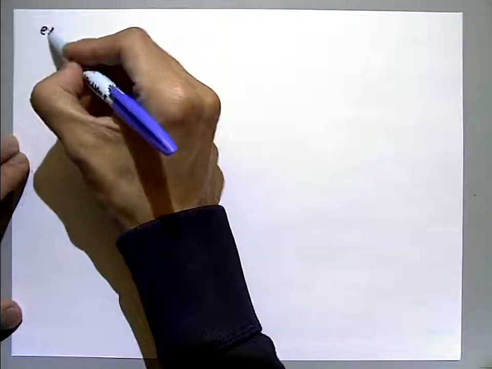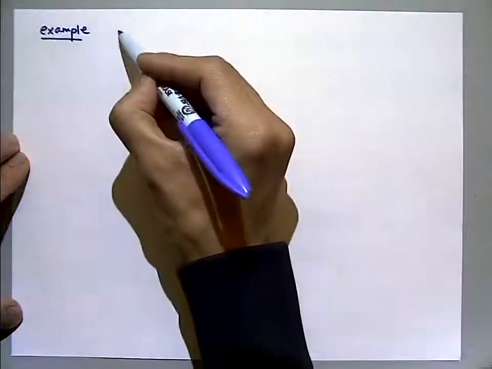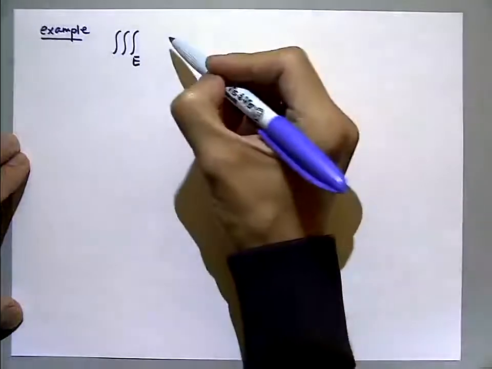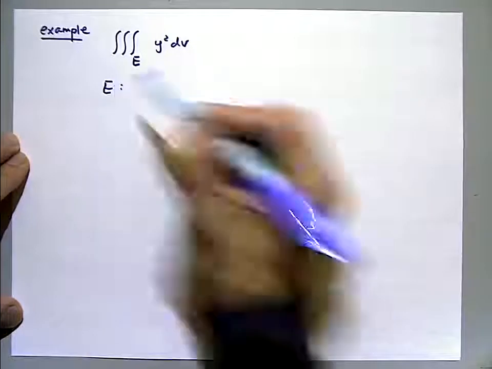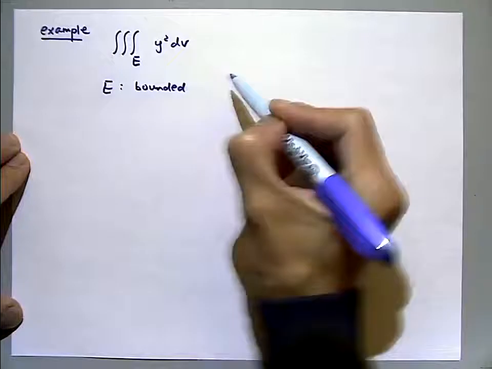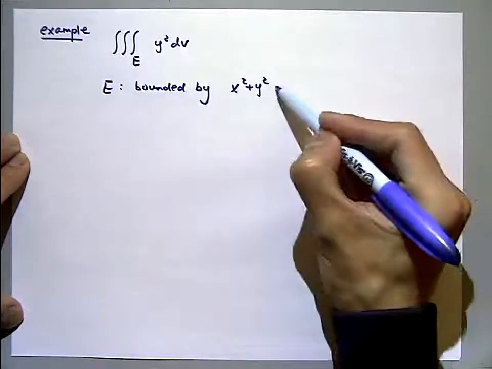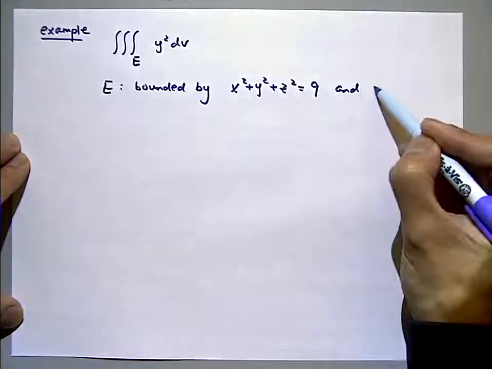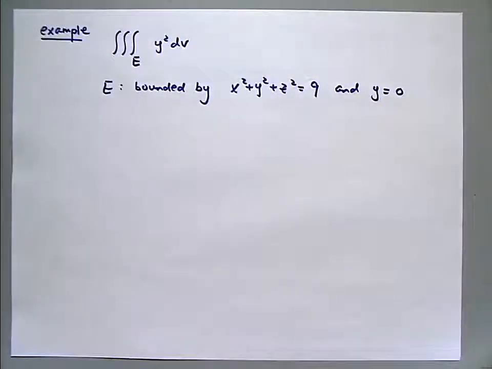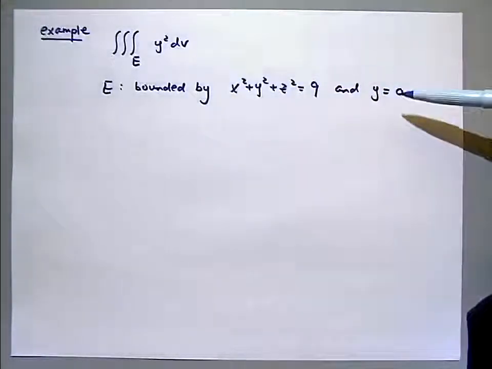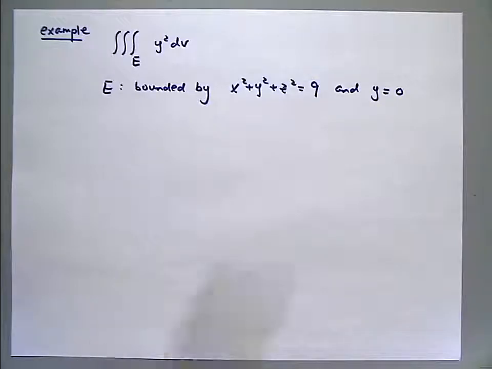Okay, let's do one more example. Triple integral over E of y squared dv. E is bounded by x squared plus y squared plus z squared is equal to 9, and y is equal to 0. Okay, again, the coordinates to use depend on E. We're clearly dealing with a sphere of some sort. That's a sphere, and this cuts the sphere in some way. So this is another ideal spherical coordinate system problem.